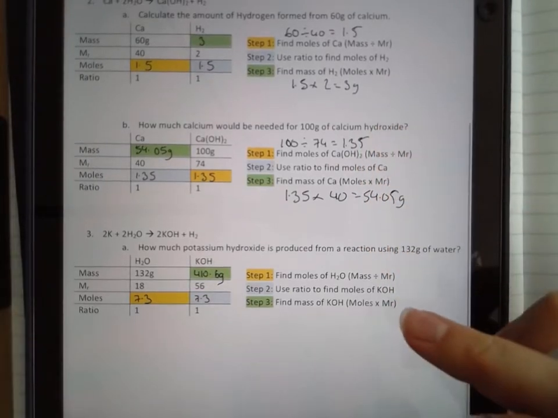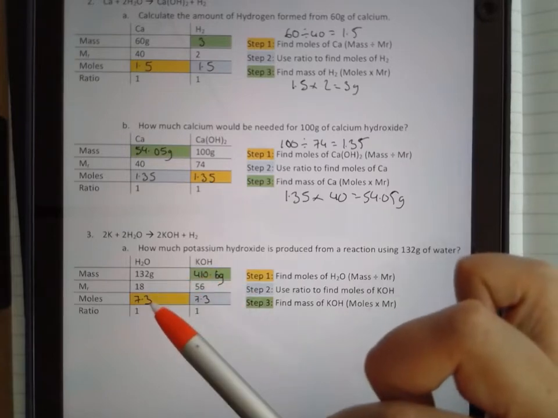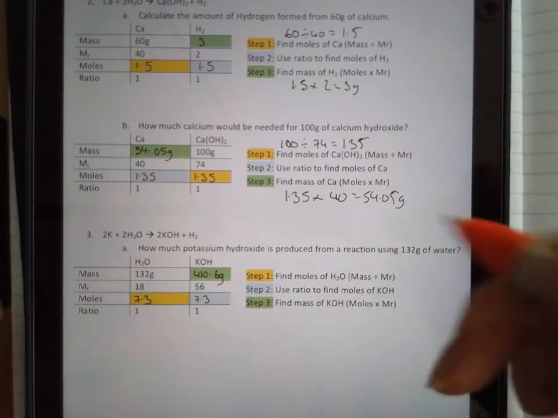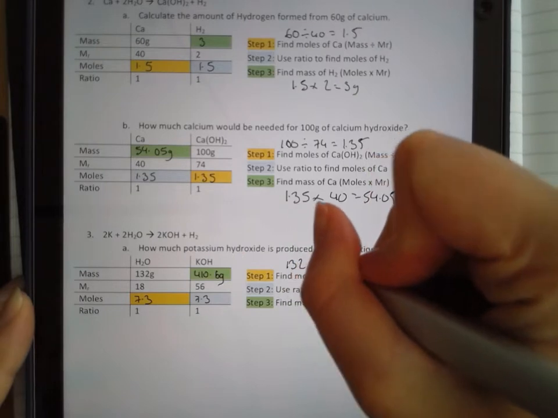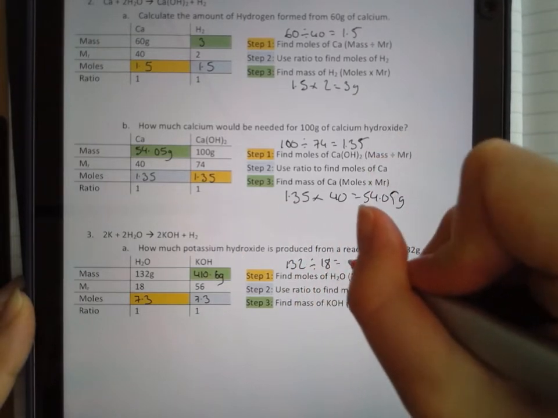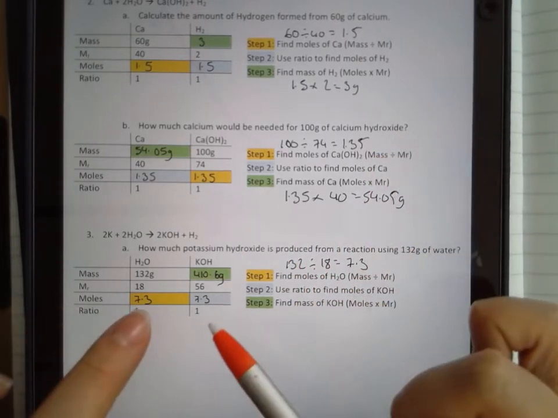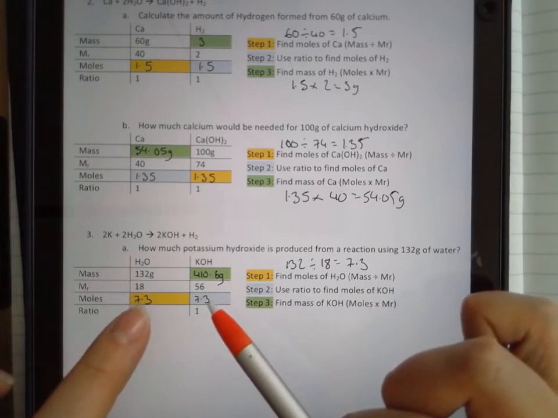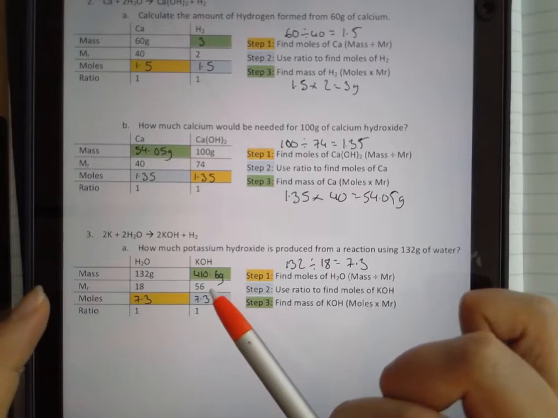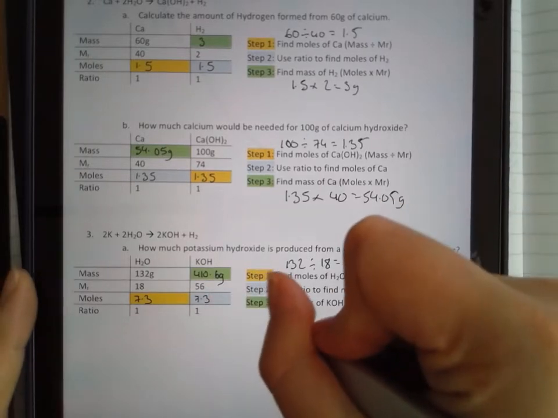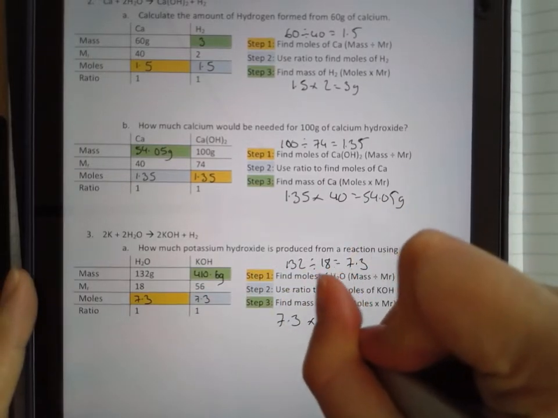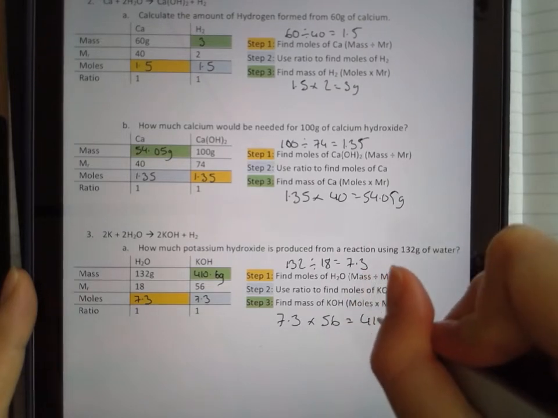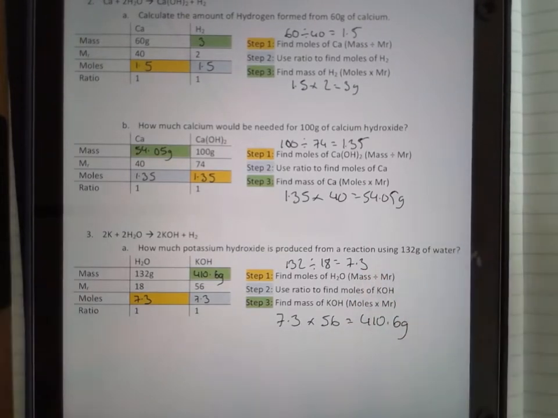Okay, the last one again, it's the same. All right, to get my blue box, it's mass divided by formula mass, which is going to be 132 divided by 18, 7.3. The ratio is 1:1, so I'm going to fill 7.3 into my blue box also, and then I'm going to have my moles, 7.3, times my formula mass, which is 56, is 410.6 grams. Okay, so that's how you would work out the answers to all of the homework.